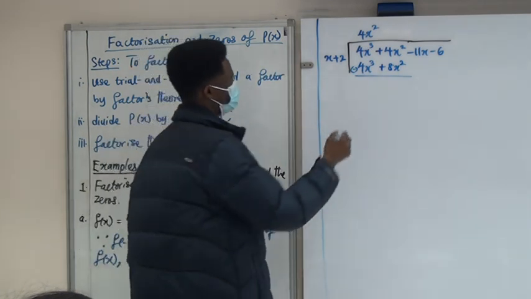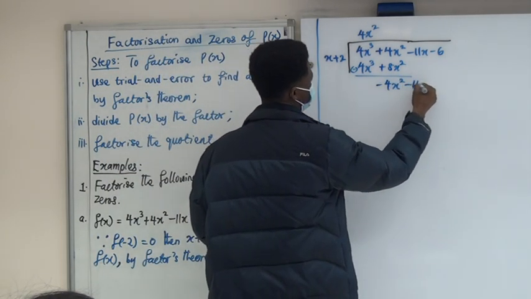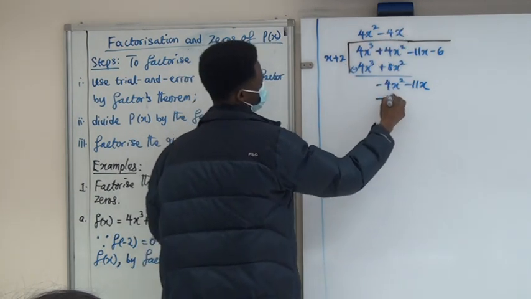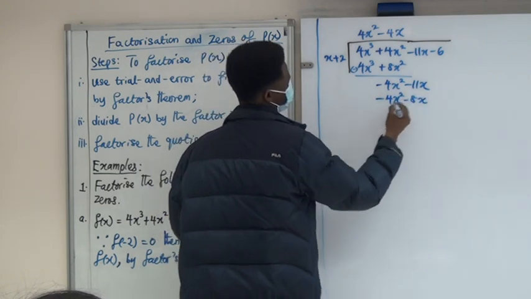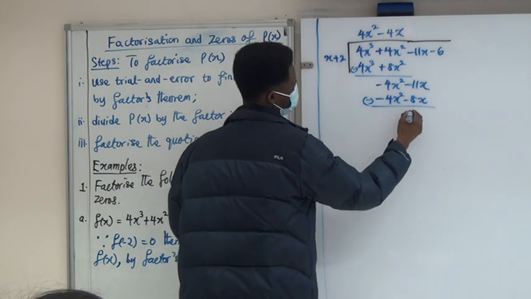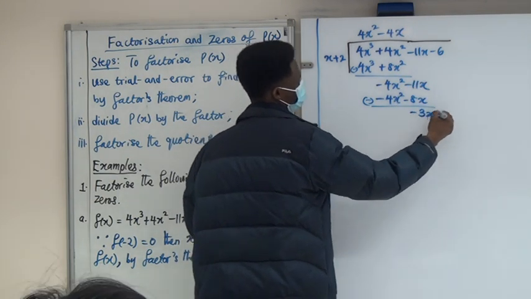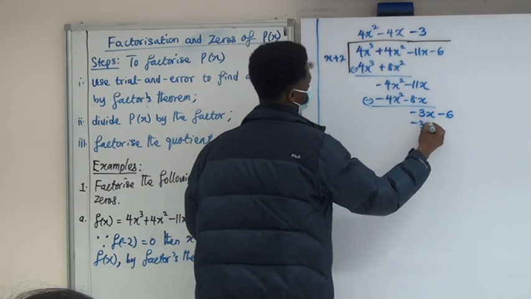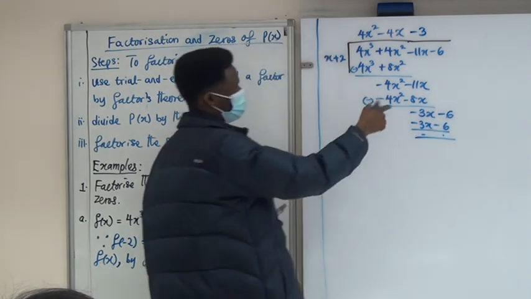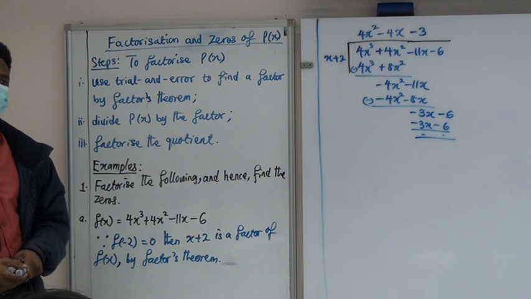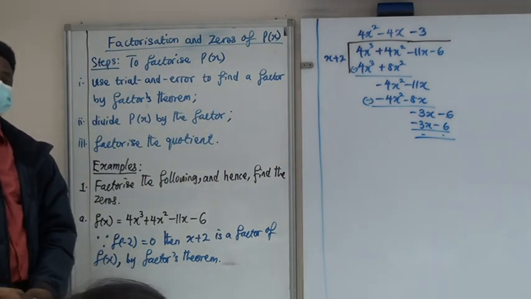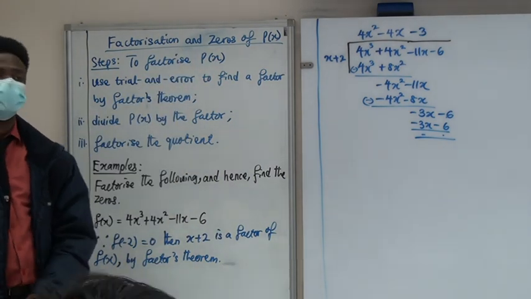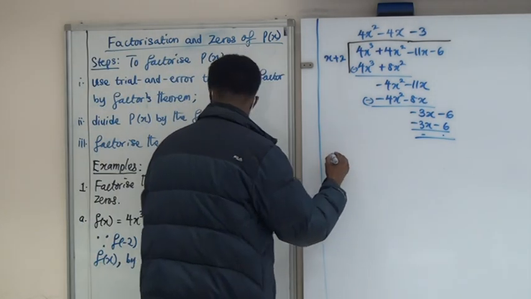Negative 4x squared, then negative 11x. You go again. Negative 4x. So negative 4x squared minus 8x. Subtract again. 0 and negative 3x. Then negative 3, negative 3x minus 6, and everything is 0. So this is a confirmation that it is indeed a factor. If you get to this point and there's a remainder, go check yourself. Either you have used the wrong factor or something is wrong with your division, and it will affect your quotient.